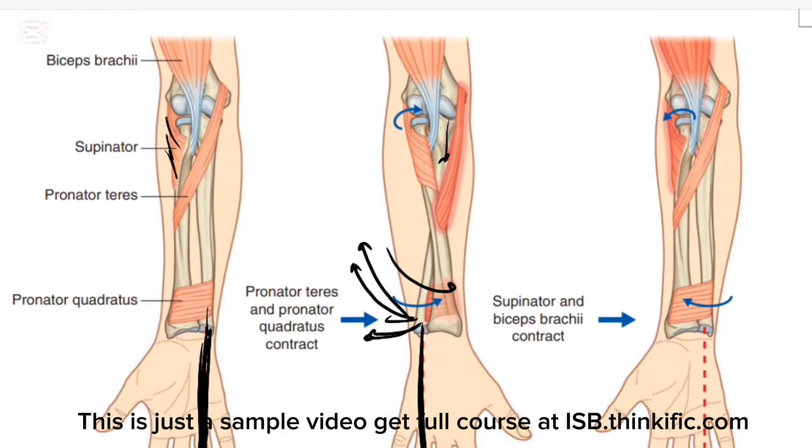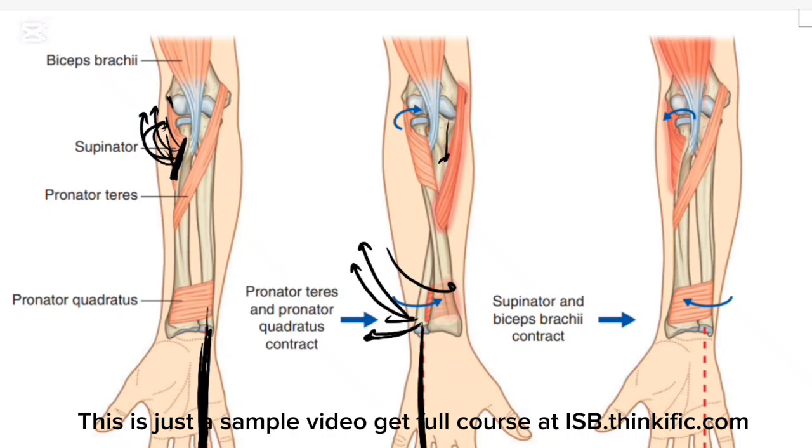The supinator muscle attaches to the radius anteriorly here and then wraps posteriorly. It has two heads, one head attaching to the humerus and the other head attaching to the ulna. So it's actually wrapping behind the bones. And it is considered a muscle of the posterior compartment of the forearm. The supinator is also an important muscle of supination. However, it is less powerful than the biceps brachii.